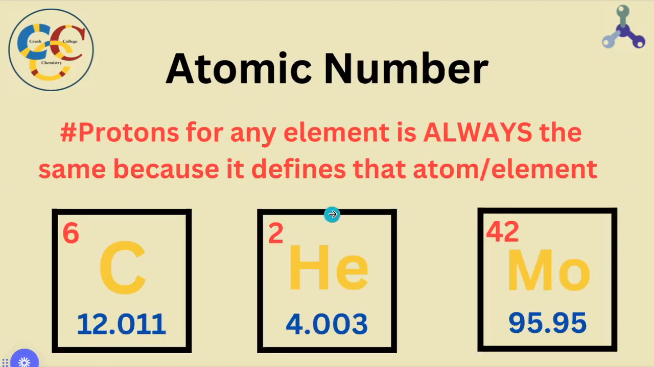Now, the number of protons, and thus the atomic number for any element, is always the same because it defines that element. Carbon has an atomic number of 6 because there's 6 protons in carbon. If carbon had 7 protons, it would no longer be carbon, it would be nitrogen.